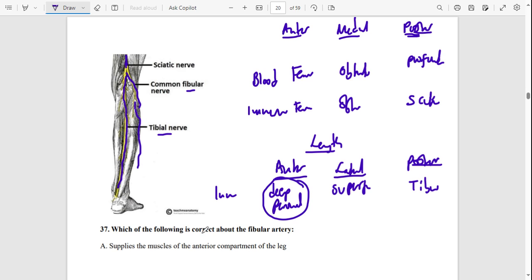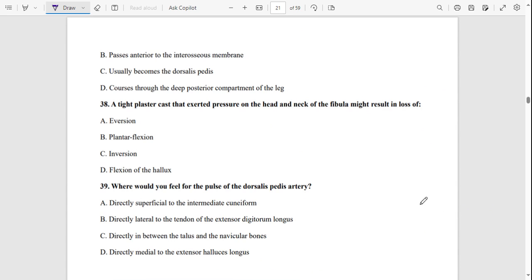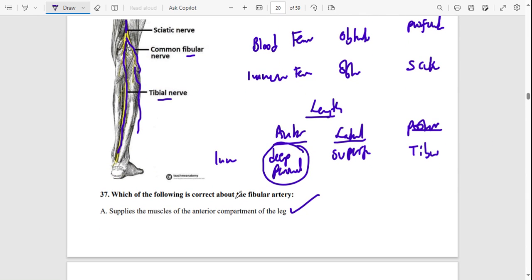Anterior tibial artery. Which of the following is correct about the fibular artery? A: Supplies the muscles of the anterior compartment of the leg. This is true. Okay. And then, have I even seen it correctly? About the fibular artery, supplies the muscle of the anterior compartment of the leg. Okay. We have said what supplies the muscle of the anterior compartment of the leg is the anterior tibial. But here they've just said the fibular artery. So take note of that. I've just ticked there anyway.